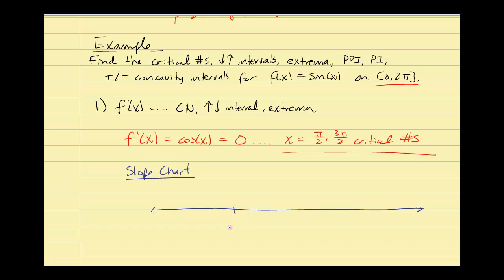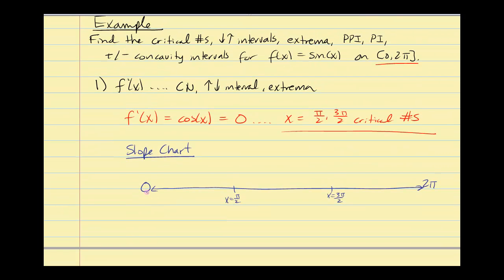And I put my critical numbers on here, x equal pi over 2 and 3 pi over 2. Now this particular number line doesn't go from negative to positive infinity like a lot of them will, because I have a restricted domain here. It goes from 0 to 2 pi.